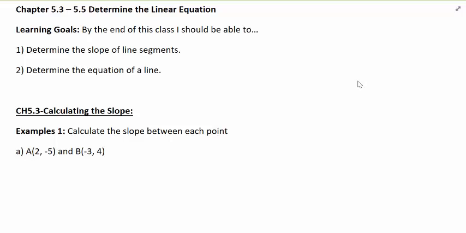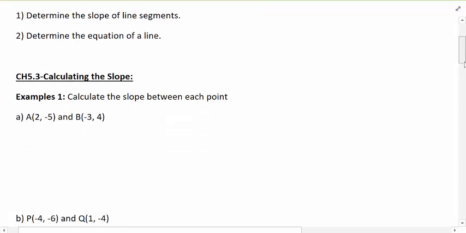Alright, so here's chapter 5.3 to 5.5. It says determine the linear equation, which we did already, but we're going to do it a little bit more algebraically now than before. And we're going to talk about slopes of line segments, and we're also going to do the equation of lines. Okay.